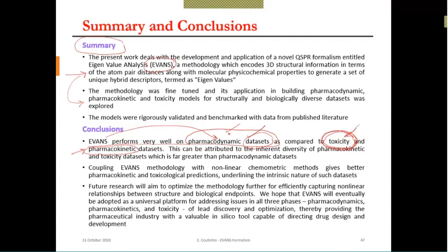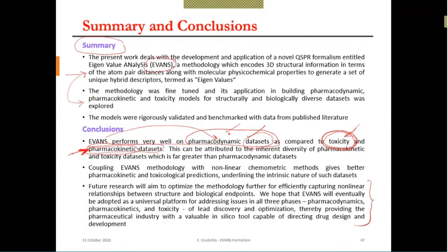For pharmacokinetic data sets, we have for the first time shown you some real equations showing how pharmacokinetic properties like volume of distribution and clearance can be connected to physicochemical properties. We have thrown light on this for the first time, and we feel that we can do much better after we take care of all the problems that are there in the pharmacokinetic data sets. We hope that, with improvements, the EVANS methodology will be a valuable in silico tool capable of directing drug design and development.